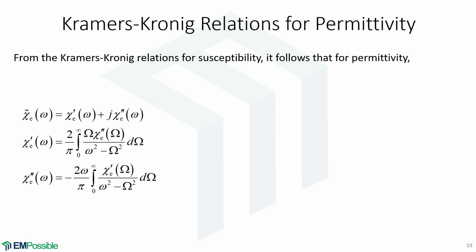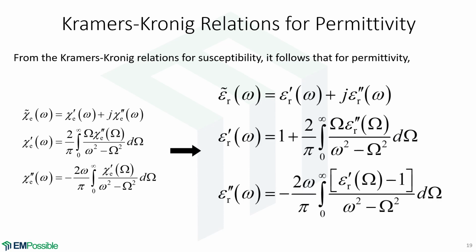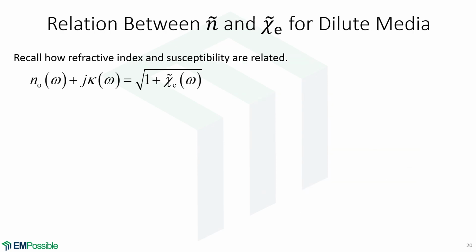Let's move on. Well, we know that the susceptibility and permittivity are almost the same thing. If we add 1 to the susceptibility, that gives us permittivity. So in fact, we can write the Kramers-Kronig relation for the complex permittivity that relates the real and imaginary parts of that.